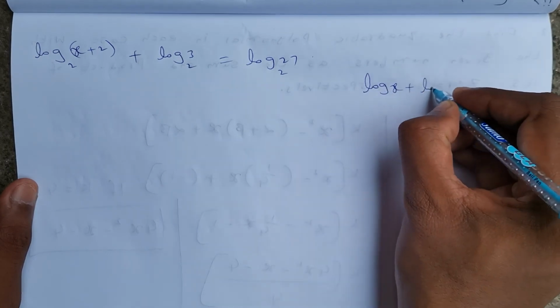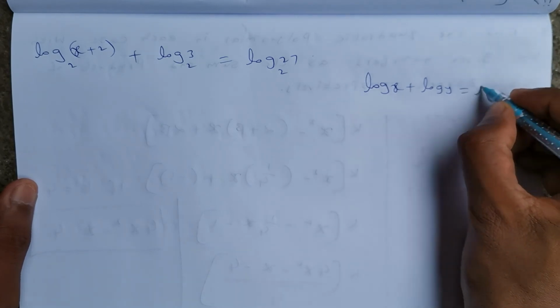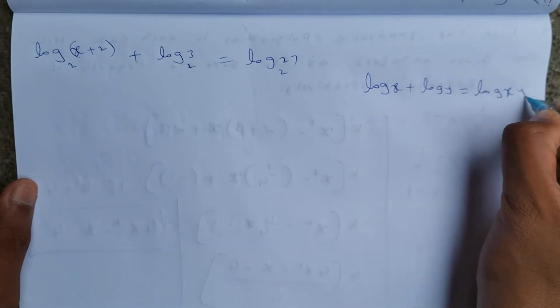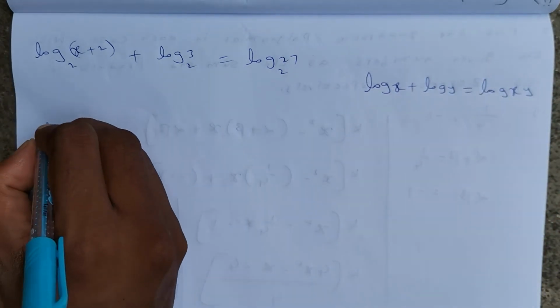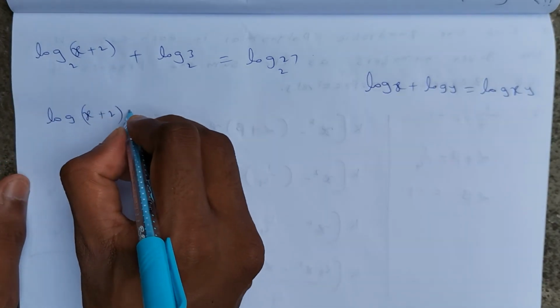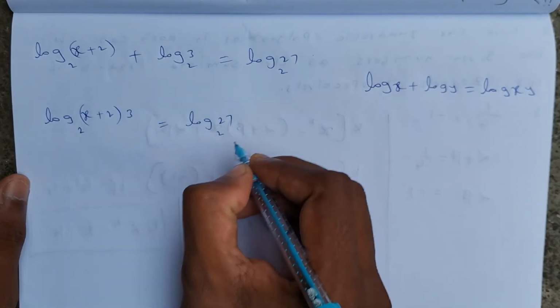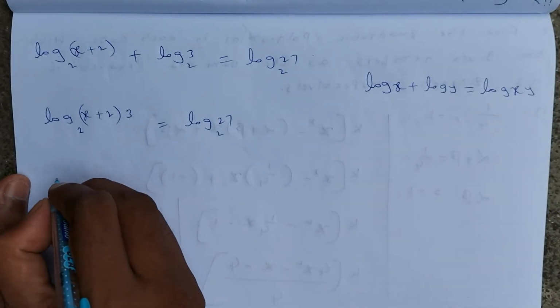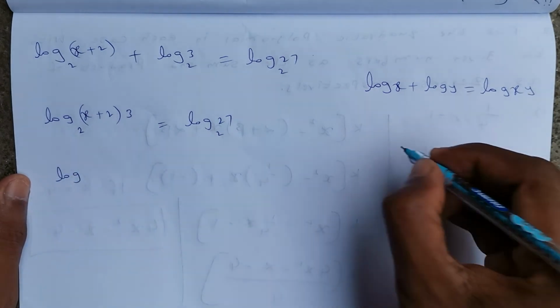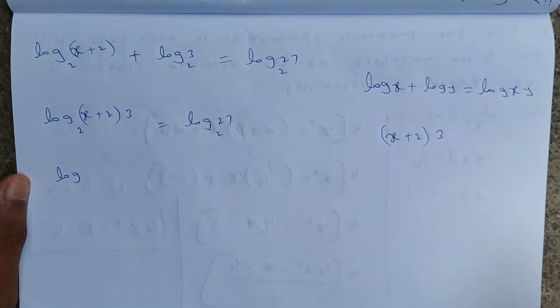Log x plus log y. If addition is there, we will go back to multiplication. So log x plus log y is nothing but log xy. The same way, log (x plus 2) into 3, same base 2, is equal to log 27 base 2. Here, x plus 2 is inside the bracket and 3 is outside the bracket.